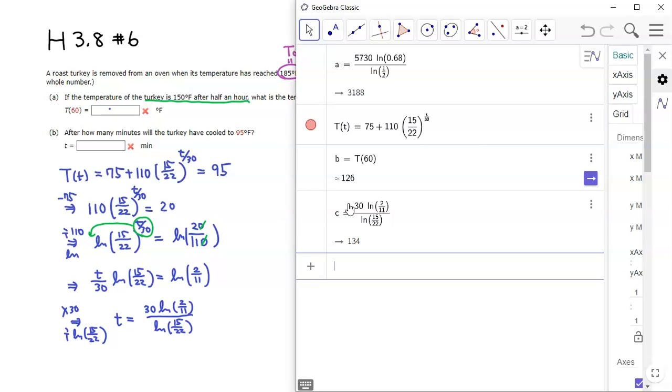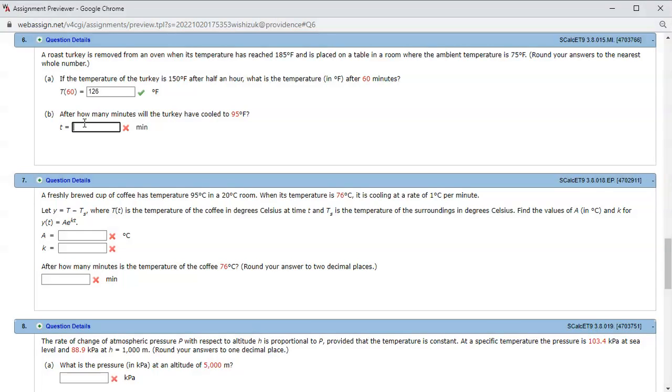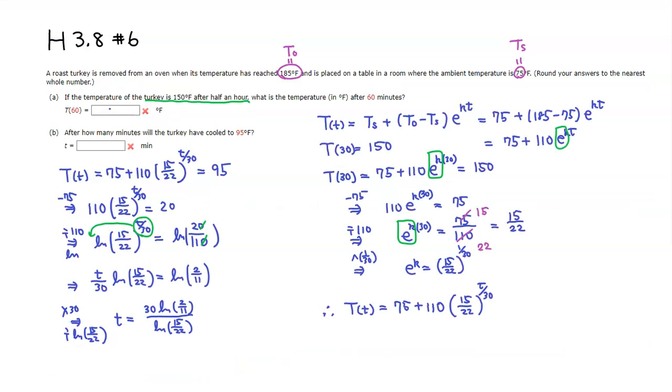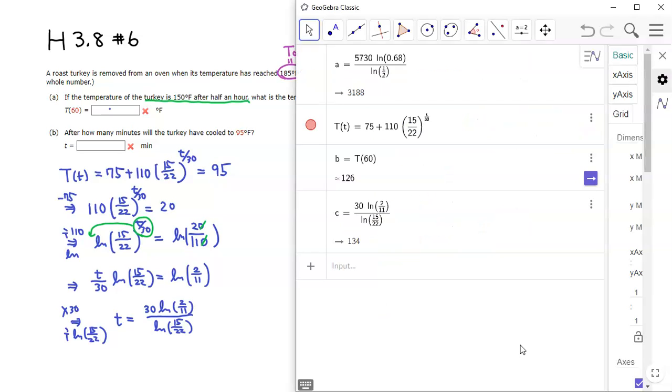So it looks like, let's see, how many minutes? It's going to take 134 minutes. So let's type it in. 134 minutes. Let's check the answer. All right, it came back and looks like we got this one correctly. All right, that's it. I hope that this was clear.